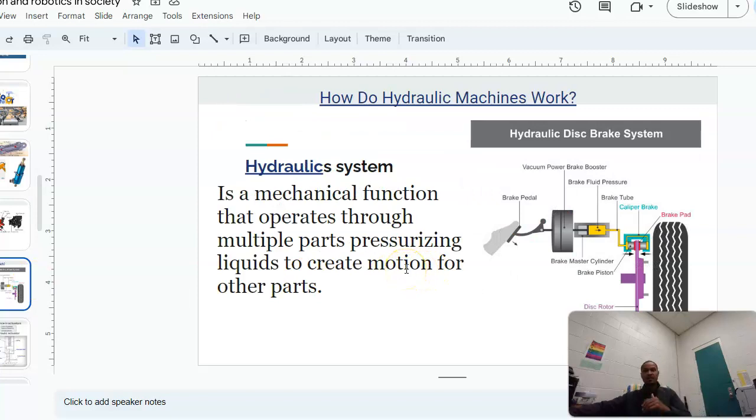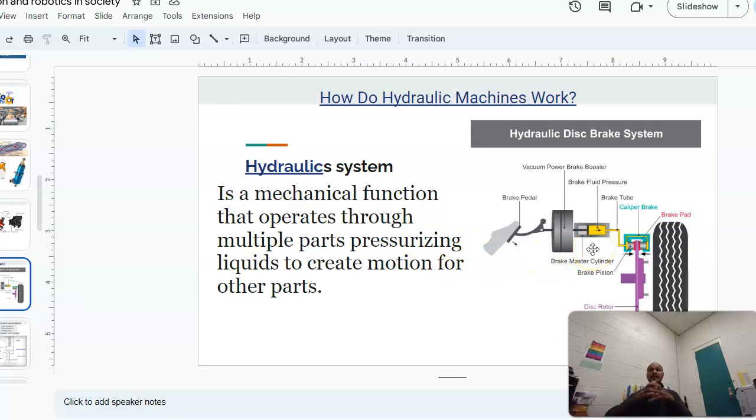So this is another example of a hydraulic system, a hydraulic disc brake system. You will find this on automobiles, cars, vehicles. It's a mechanical function that operates through multiple parts. As you can see, there are multiple parts here. All right, the brake tube, the brake fluid pressure, the vacuum brake booster, the foot pedal, the cylinder that compresses the brake, and the tire. So it operates through multiple parts, pressurizing liquids to create motion for other parts.